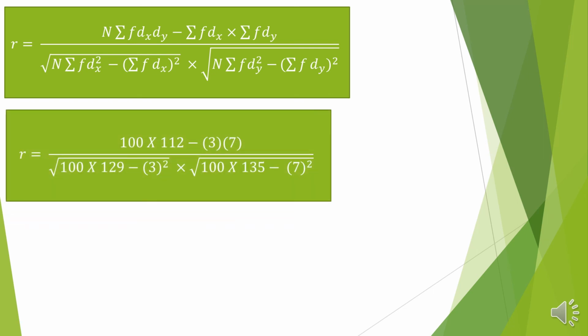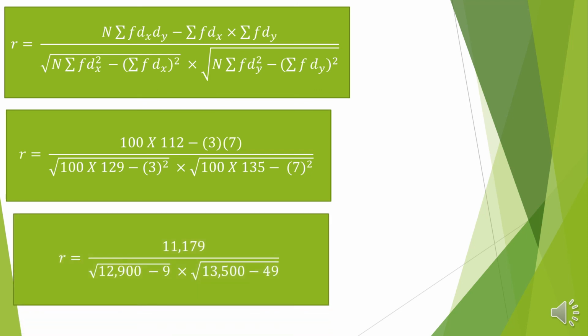So n is equal to 100, because the sum of the frequencies is 100. 100 into 112, the summation f dx dy, minus 3, that is summation f dx, into 7, summation f dy. So divided by square root of n into 129, 129 is summation f dx square, minus 3 square, what is 3? Summation f dx. Into square root of 100 into 135 minus 7 square, what is 7? Summation f dy. Okay, next step, so we will get the value.